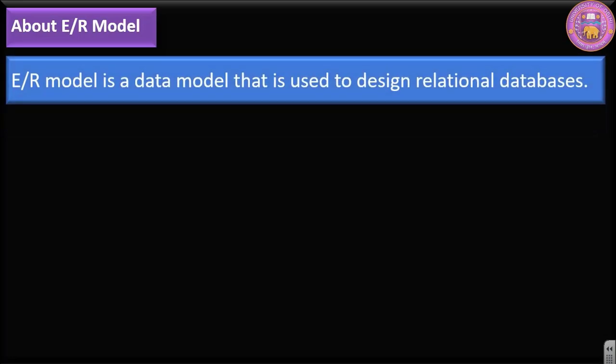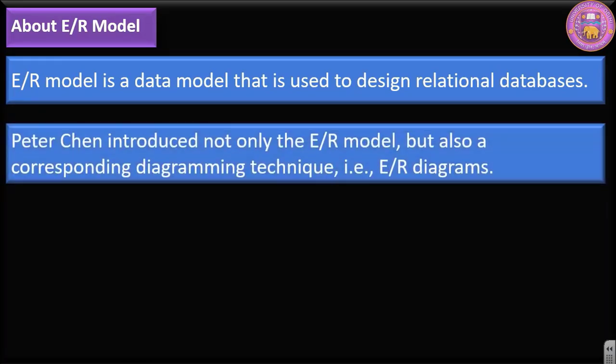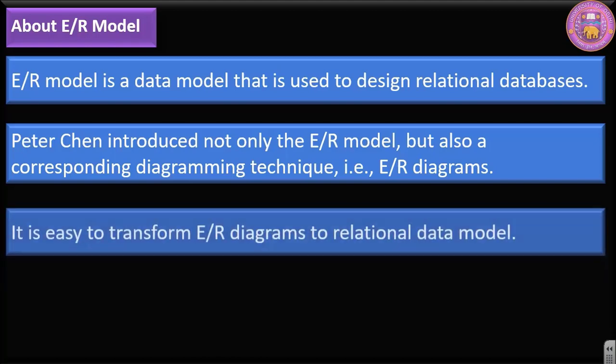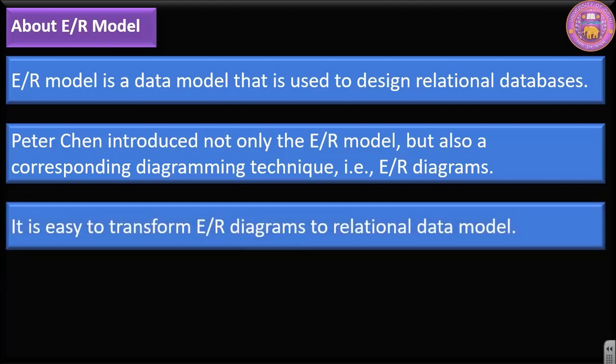About the ER model. The ER model is a data model that is used to design relational databases. Peter Chan introduced not only the ER model but also corresponding diagramming techniques, that is ER diagrams. It is easy to transform ER diagrams to the relational data model.